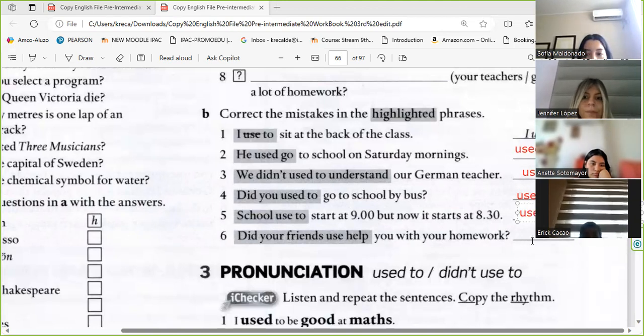Jennifer, ese cambio de look, guapísima, por favor. Más linda, Jennifer. Muy bien.